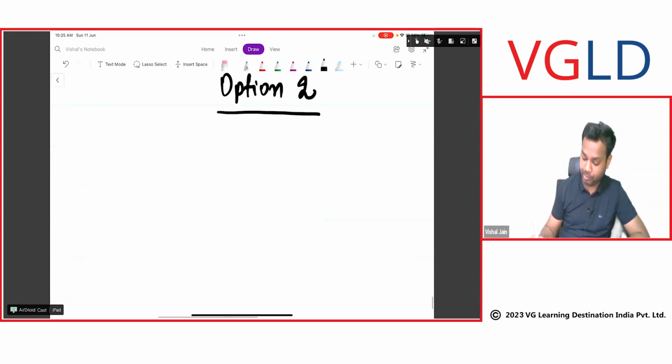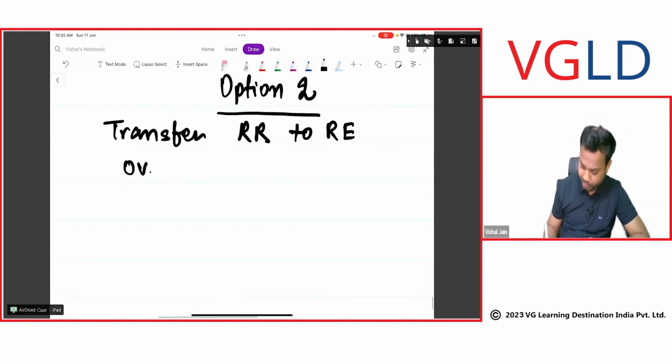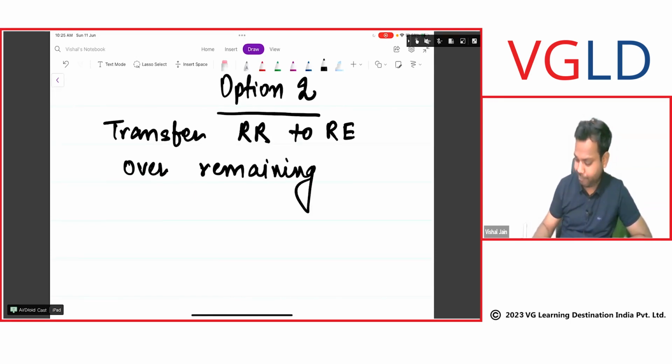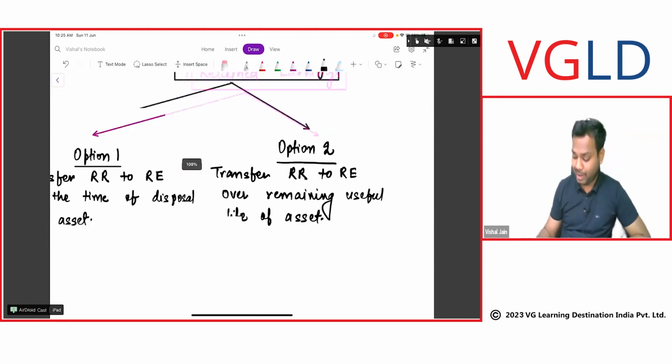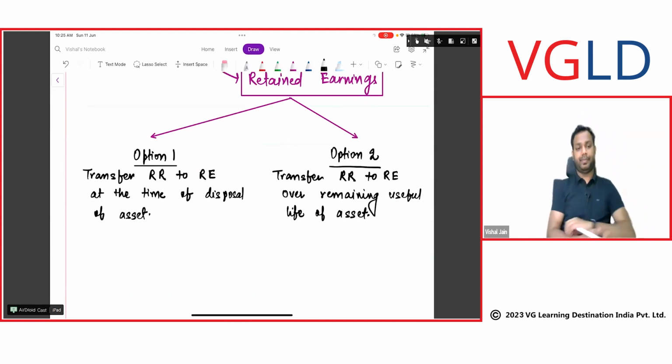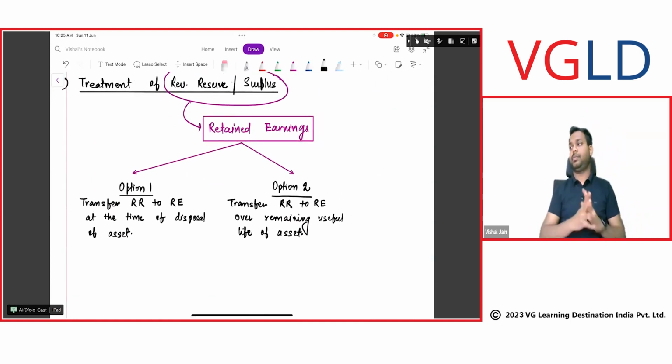Option number 2: transfer the revaluation reserve to retained earnings over the remaining useful life of the asset. Please write it and then I will explain it.